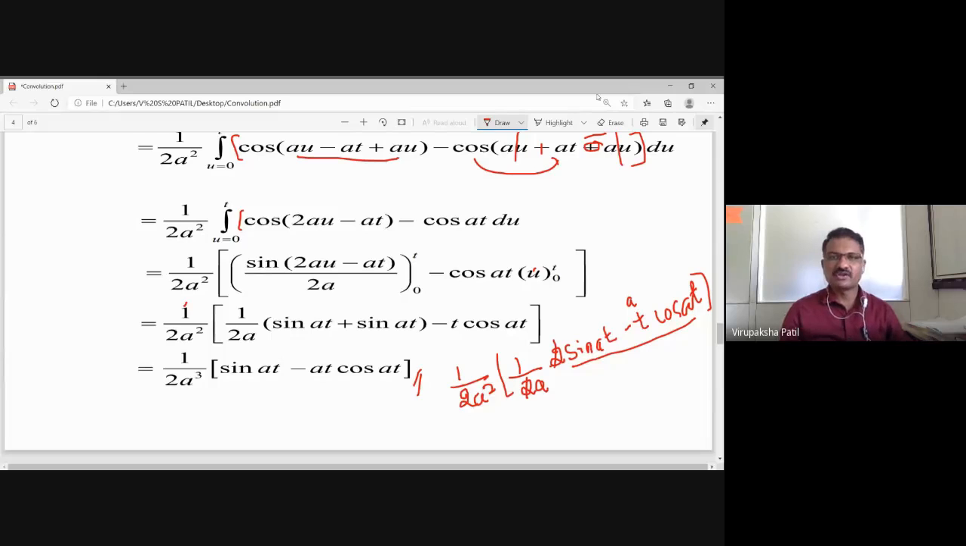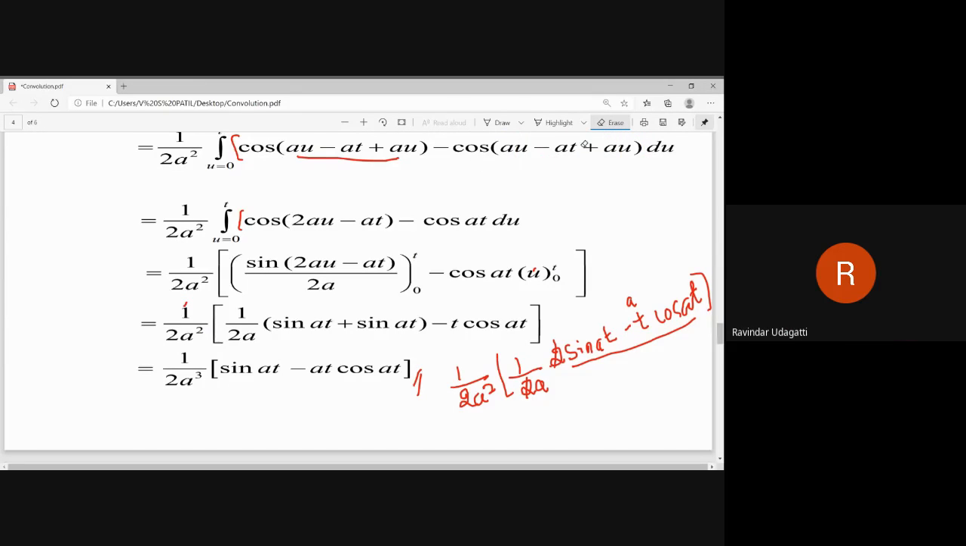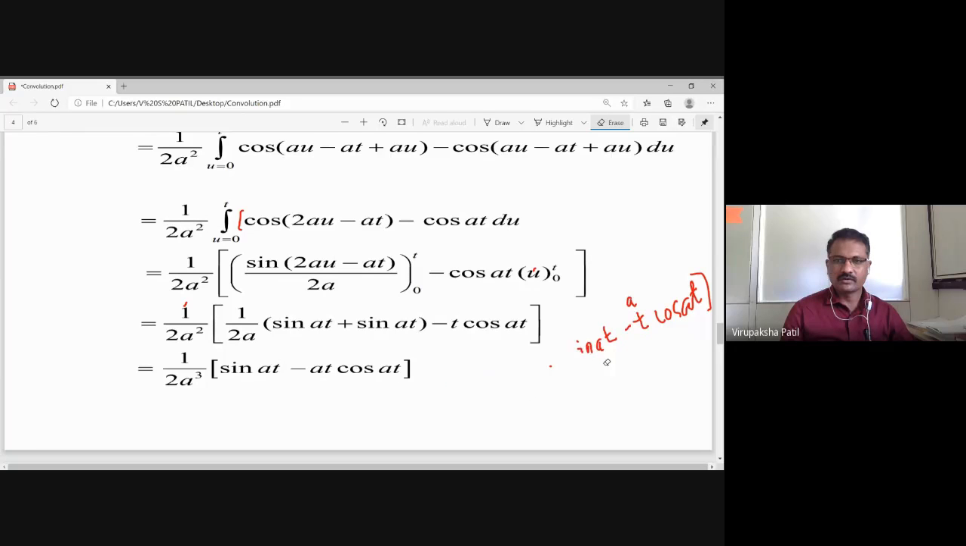Hope you understood this simplification. You understood or not? Okay, yes. I'll write this. Then we'll go for one more example. So today we'll try to complete this. Okay.